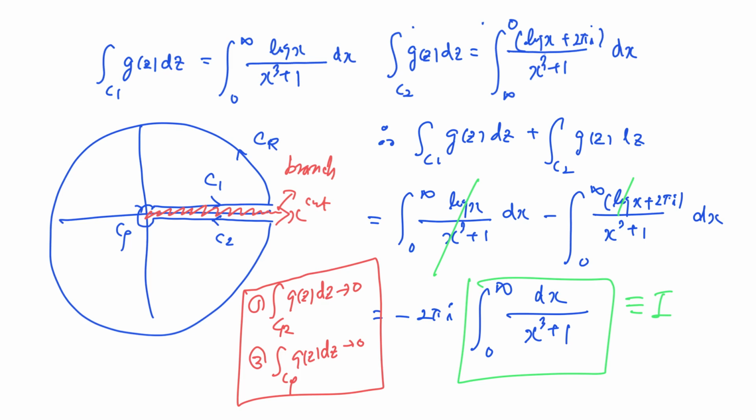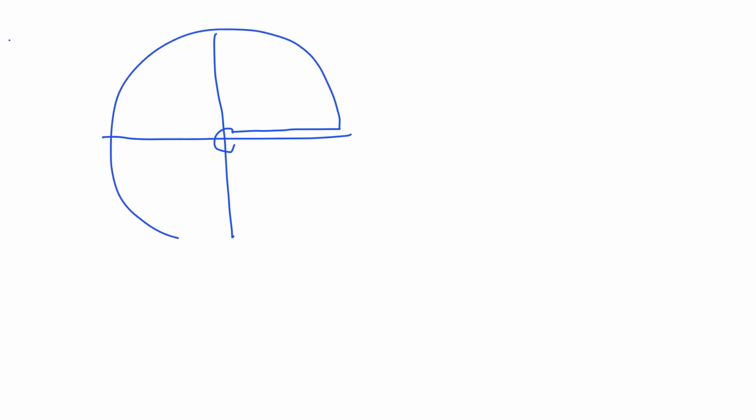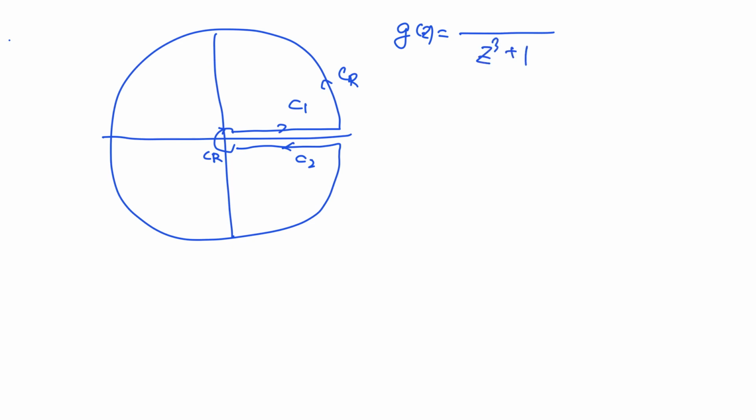So what should I do? Maybe I should draw it again. Here. C1 plus C2 is minus 2 pi i times the integral. C1, CR, C2, small circle. This function g(z) is log z over z cubed plus 1.